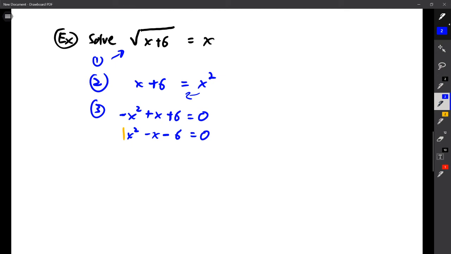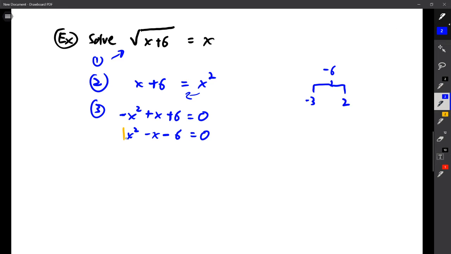Okay, so note here I have a 1x squared. And when it's a 1x squared, I can look for two numbers that multiply to be this negative 6 and that add to be this negative 1, or negative 1x to be negative 1. It's just a coefficient there that we care about. So let's see what we can do. So I have a negative 6. So I'm looking for two numbers that multiply to be negative 6 and add to be negative 1, and that's negative 3 and 2.